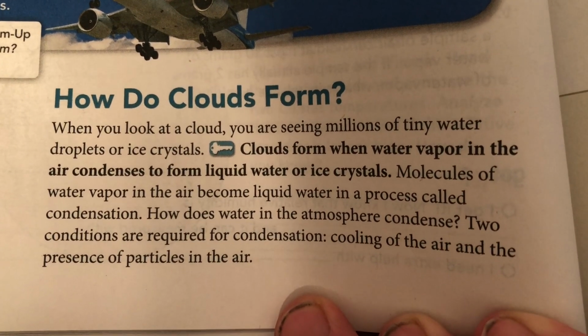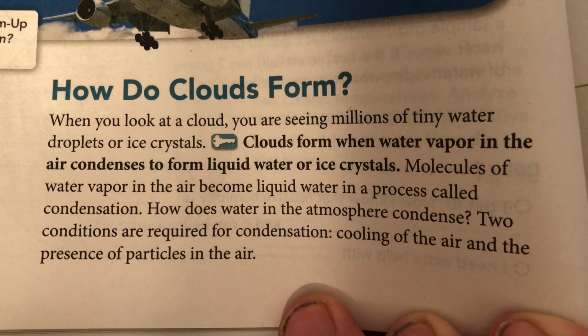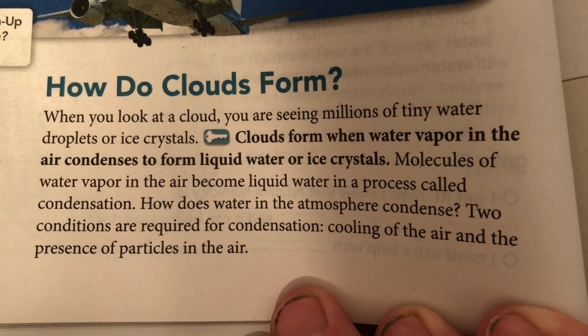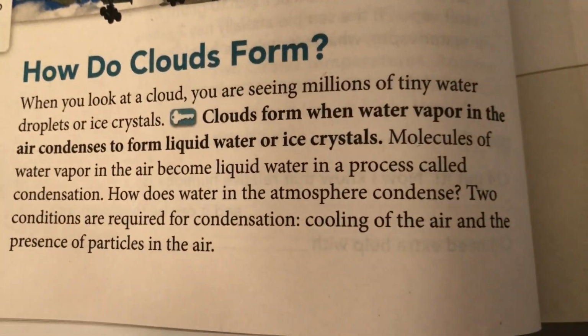How does water in the atmosphere condense? Two conditions are required for condensation. One is the cooling of air, and the other is the presence of particles in the air. Condenses means the air cools and the water particles get closer together.